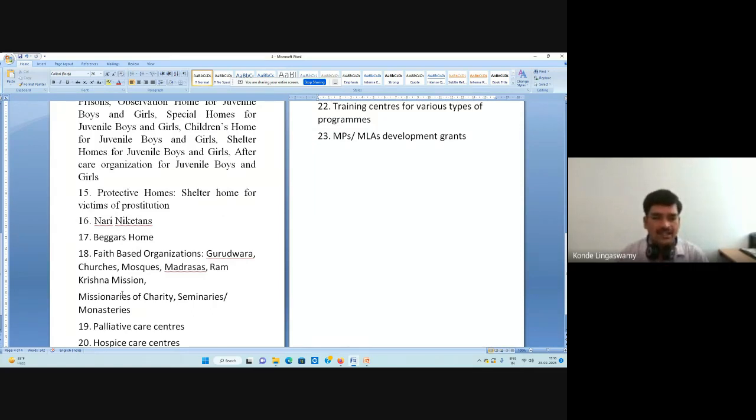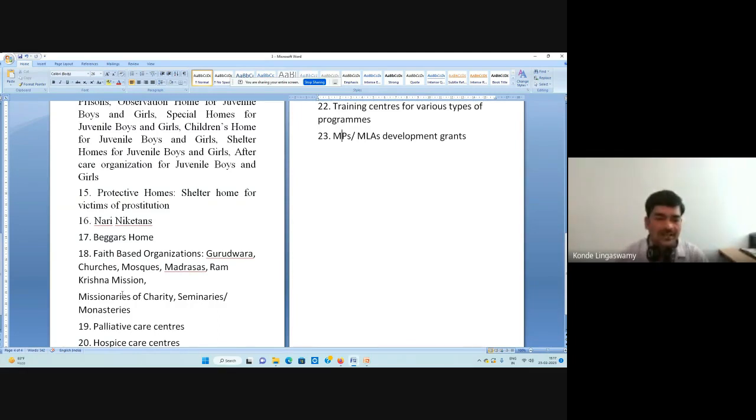Like every religious organization, every religion, they are doing some charitable activities. Like the Sikh religion, they are providing some charity. They are providing some material goods to the destitutes at gurudwaras.